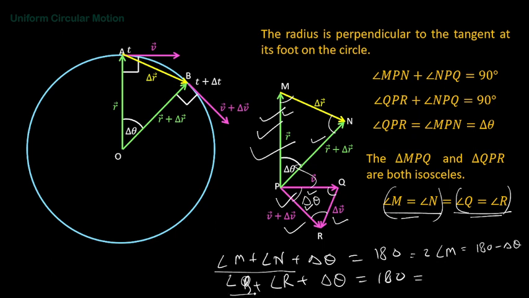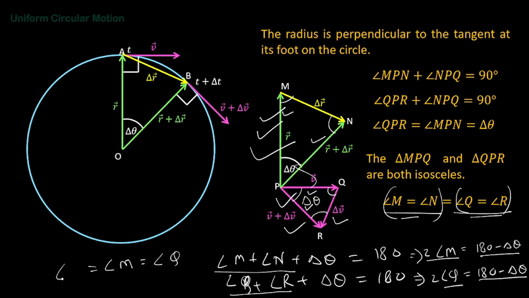Here also Q and R are equal. So we can write 2 times the angle Q equals 180 minus delta theta. So these are both 180 minus delta theta. So these two angles must be the same. Angle M must be equal to angle Q. But angle M is also equal to angle N, and angle Q is also equal to angle R, and we get this equality. So what we see is that all the three angles of these two triangles are equal to each other correspondingly. So these two triangles are similar to each other.